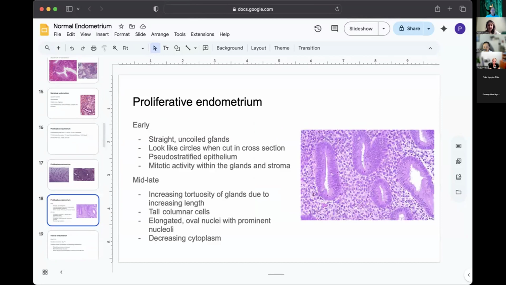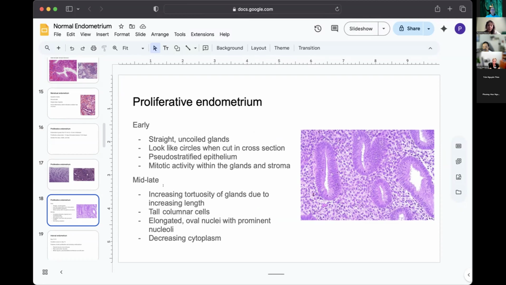So again, they're straight, they're not coiled, or rounded, or tortuous glands. They're very straight, and they'll look like circles when they're in cross section. They also have this pseudostratified epithelium, which means at the base, you'll see the nuclei all lined up at the base. But when you look at the top, sometimes it looks like they're stratifying on each other because of the way the nuclei grow and sit there. But as long as the base has that single layer of nuclei, then that's pseudostratified.